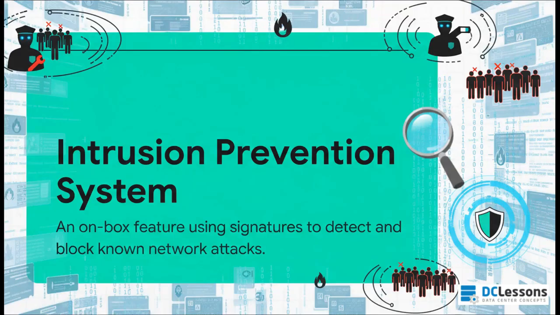You know, imagine a security guard at a concert. They're not just checking tickets, they're actively scanning the crowd, looking for known troublemakers from a list. That's pretty much what IPS does. It uses a constantly updated list of threat signatures to spot and block known network attacks as they happen, in real time.